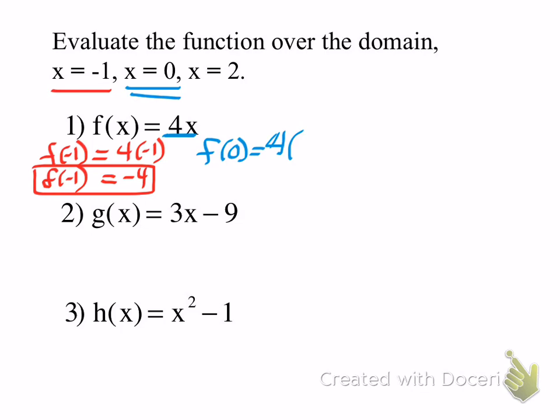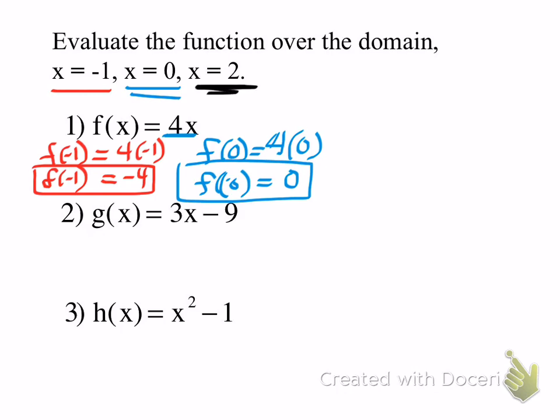4 times what? 0. So the F of 0 is 0. Are you understanding that I'm using different domains? Does that make sense, guys? And what else do I have to do, Zach? Because I want to torture you guys tonight. So what am I doing for this one right here?